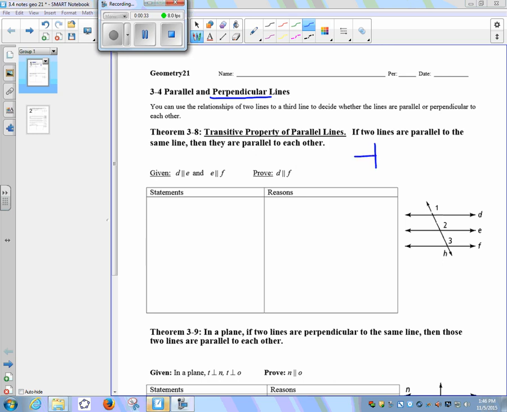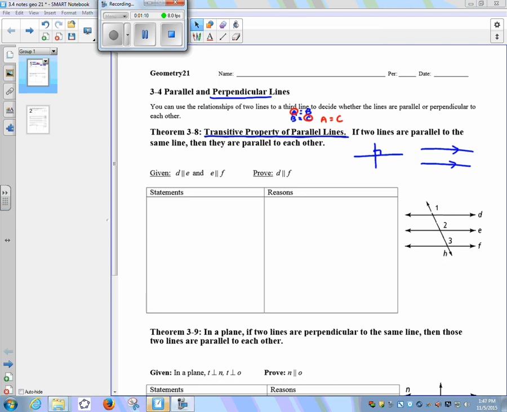Remember, perpendicular means two things that intersect to form right angles, and parallel are two lines that never intersect but are in the same plane. Okay, so the first one we're actually going to call the transitive property of parallel lines. Remember, we've learned the transitive property of equality, like if A equals B and B equals C, then A must equal C. First equals last, right? And that was a property of equality and of congruence.